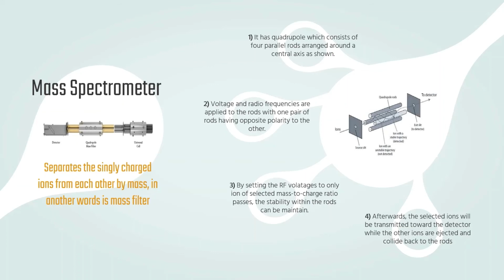It has a quadrupole, which consists of 4 parallel rods arranged around a central axis as shown below. Voltage and radio frequencies are applied to the rods, with one pair of rods having opposite polarity to the other. By setting the RF voltage so that only ions of a selected mass-to-charge ratio pass, stability within the rods can be maintained. Afterward, the selected ions will be transmitted toward the detector, while the other ions are ejected and collide back into the rods.